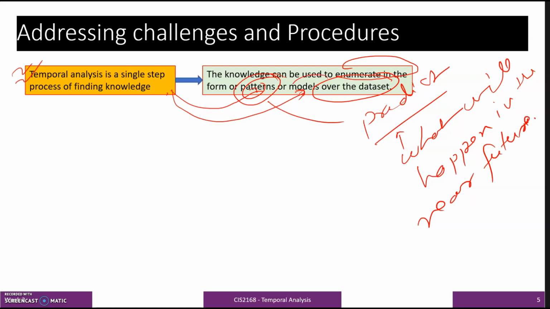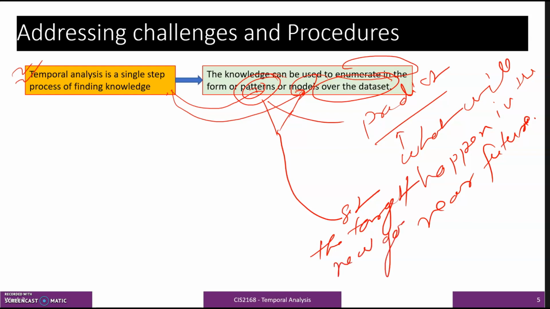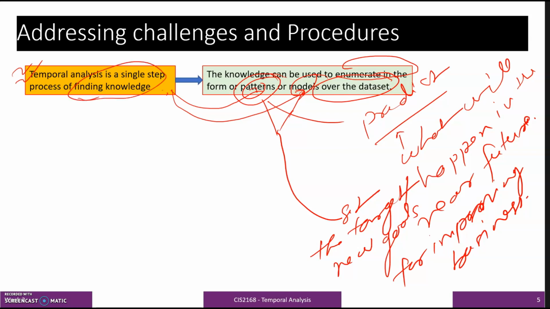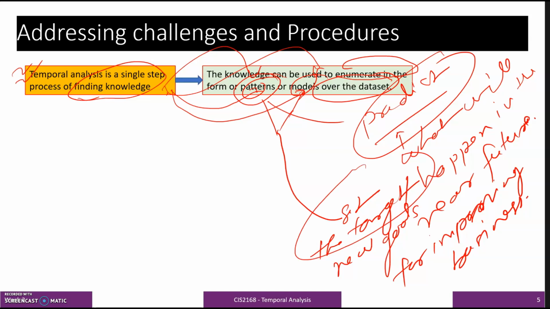Or the same pattern or model can be used to set the target or new goals for improving business. So we can use the knowledge to develop the pattern or to develop the model, and then we can perform prediction, or we can set new targets and new goals for the business.